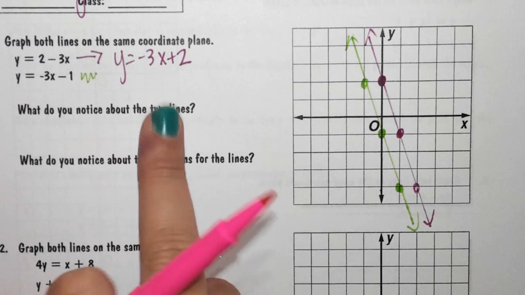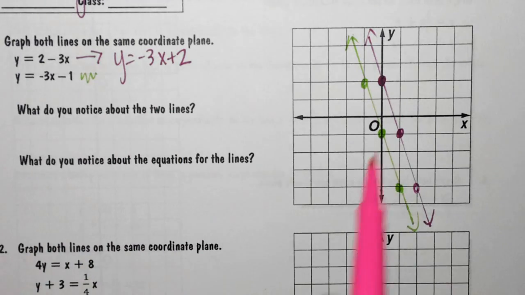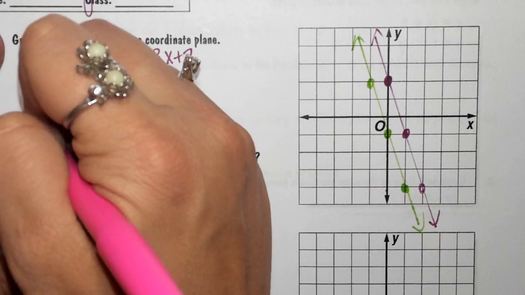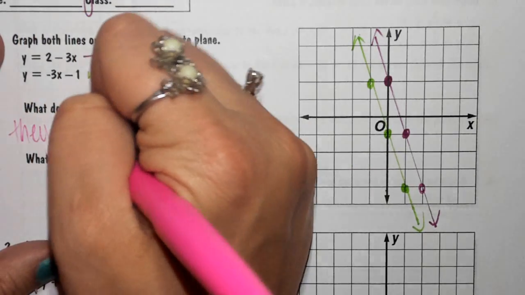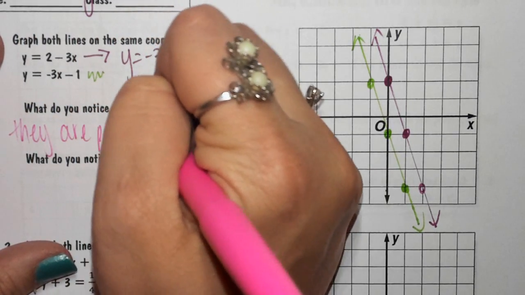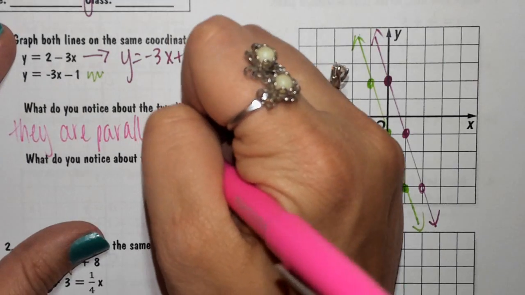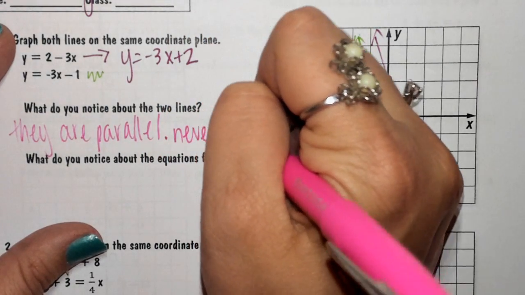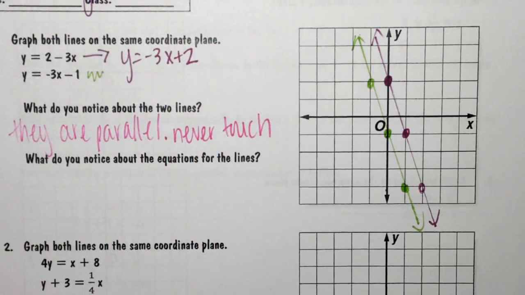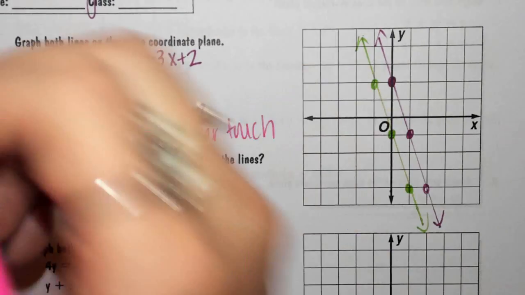Alright, so it says, what do you notice about the 2 lines? So looking at these 2 lines, what do you notice? They're parallel, okay? And diagonal. So they are parallel. Will they ever touch? Never touch. They're also diagonal.